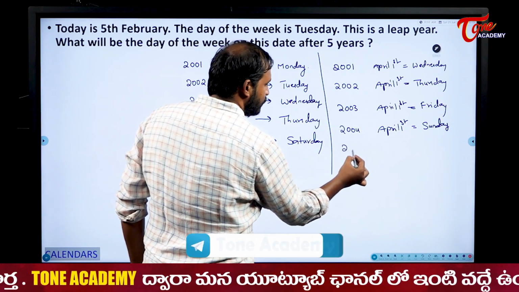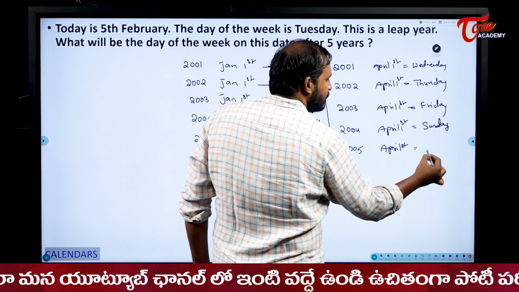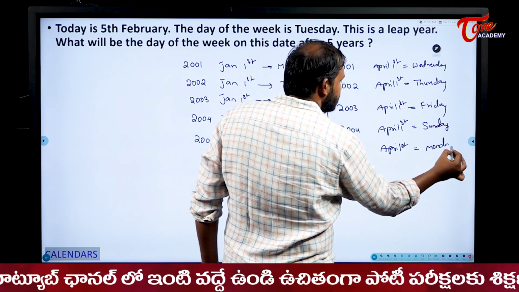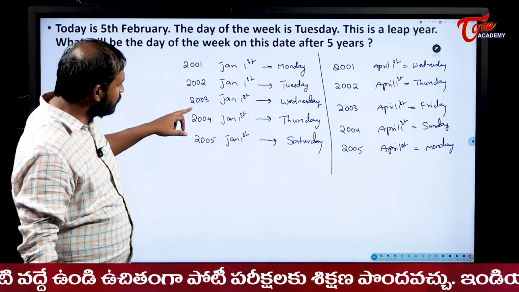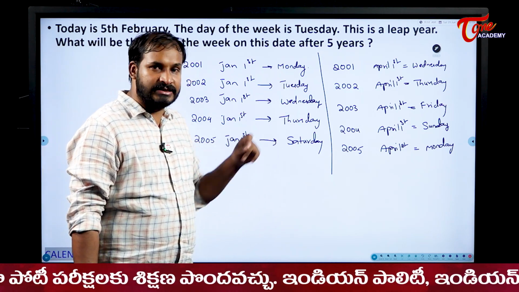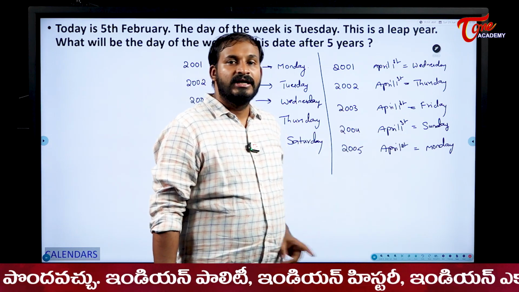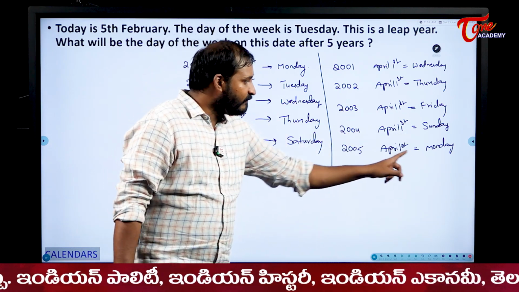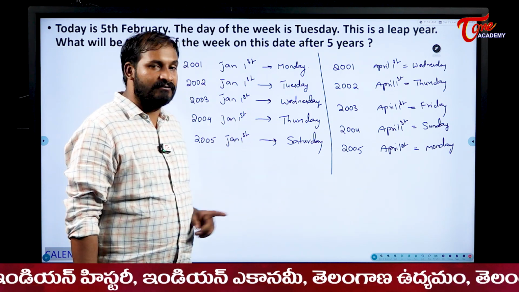Now, continuation to that, 2005 April 1st. What does it become? Monday. Here please observe these two things, students. Sir, here 2001, 2002, 2003, there is no change up to 2004. You have written Thursday, only 1 day jump. But sir, why have you written 2 days jump in 2004 itself? And in 2005, as usual, once again normal. Here you have changed 2005 to Saturday. What is the reason, sir?